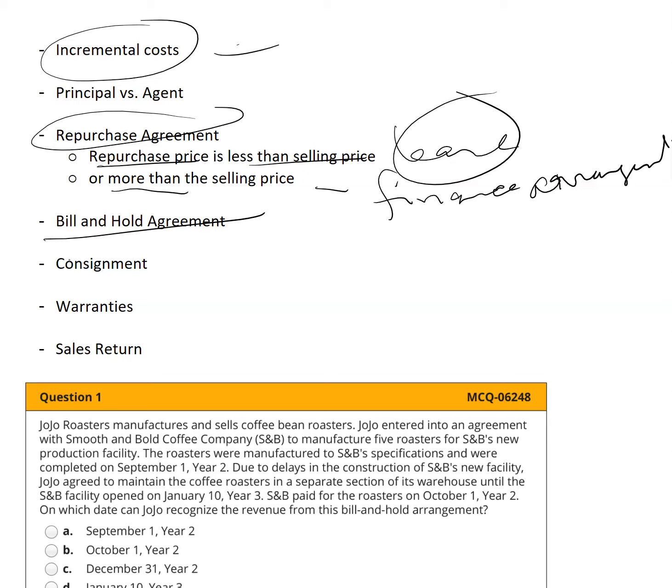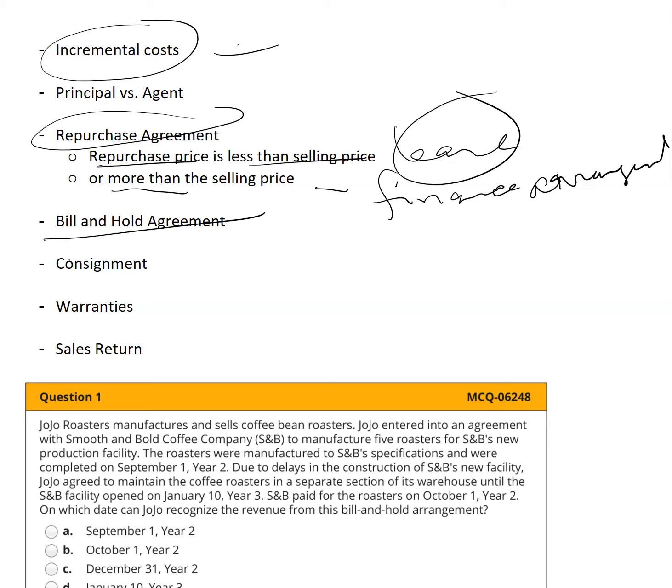You still can record it, because there should be some reasons behind that. That product should be separately identified, and it should always be ready to transfer to the customers, and you cannot use that product for any other purpose. And you will see the same example.